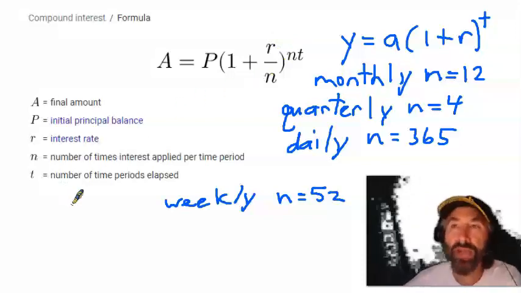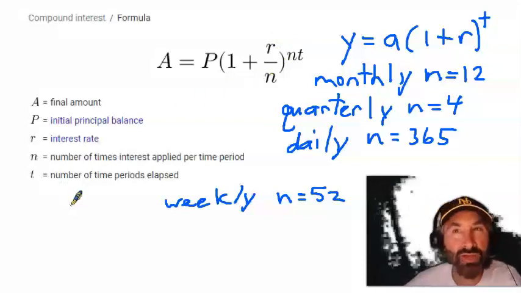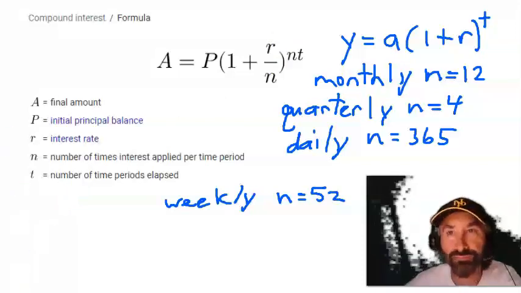Okay, now let's get in and try some sample calculations, and then I'll give you some homework where you can try the calculations yourself.